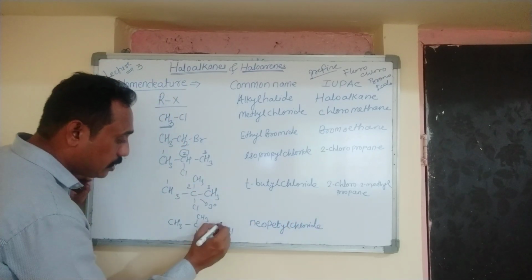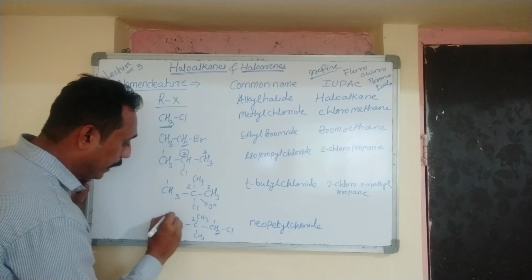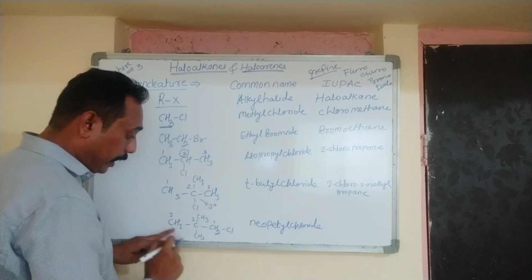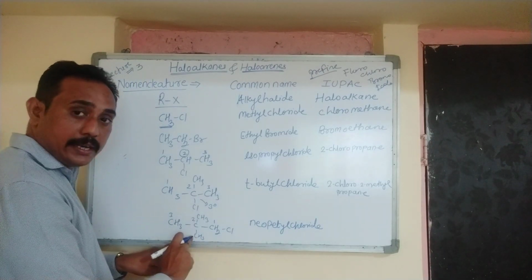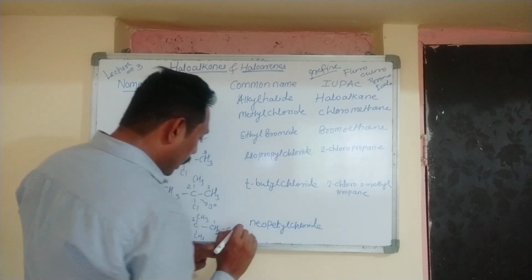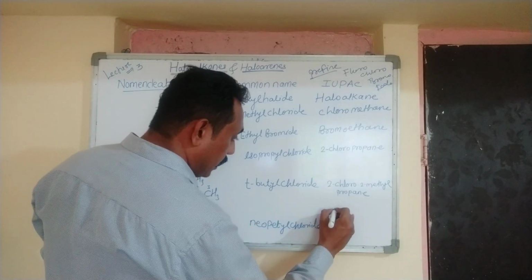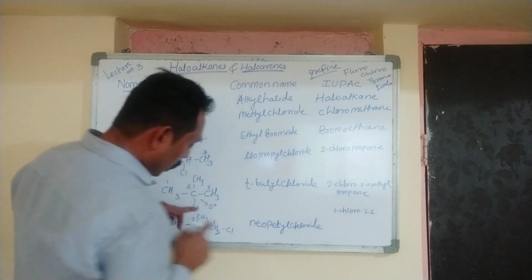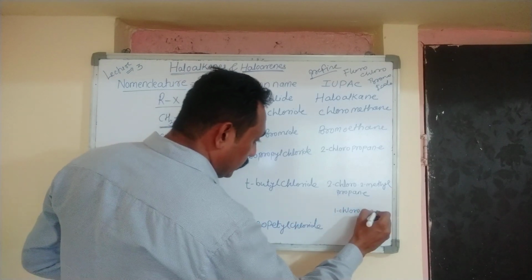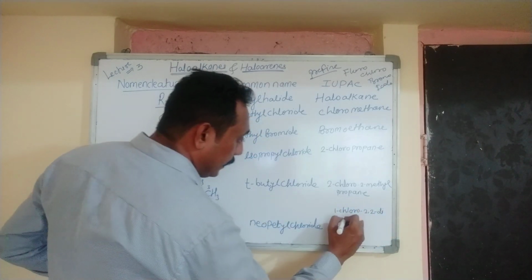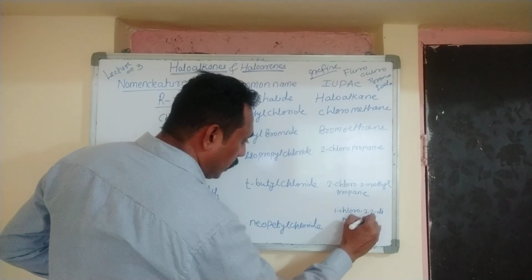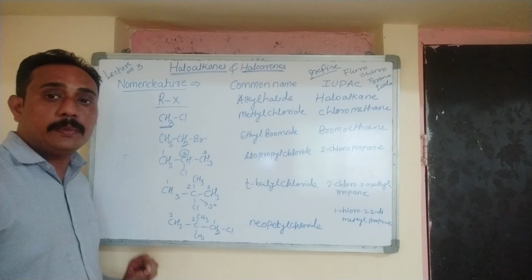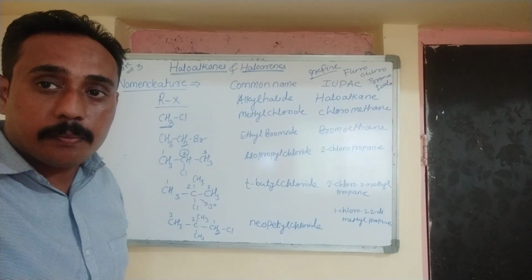But in the IUPAC system, we have to number it 1, 2 and 3. The longest chain is this one. How many carbons in the longest chain? 3 carbons. But there are 2 substituents at the second position also. So we name them in alphabetical order. First chloro comes first, that's 1-chloro, then 2,2. 2 methyl groups are there, that's why 2,2, then dimethyl: 1-chloro-2,2-dimethylpropane. So in this way we can name in the common and IUPAC systems.